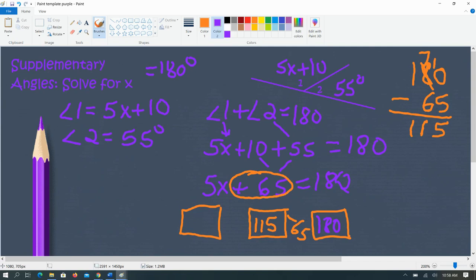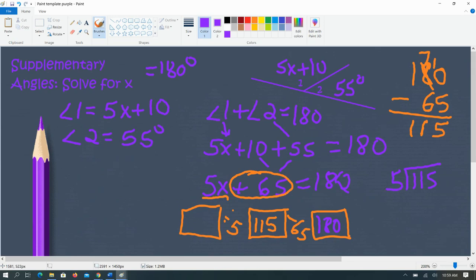So now I have that 115. So my next step is to look at what's with the x. So we know 5 times x is multiplication. So the opposite of multiplication means I'm going to need to divide. So I would be dividing by 5. So let's go over here and let's take our 115 and let's divide it by 5.